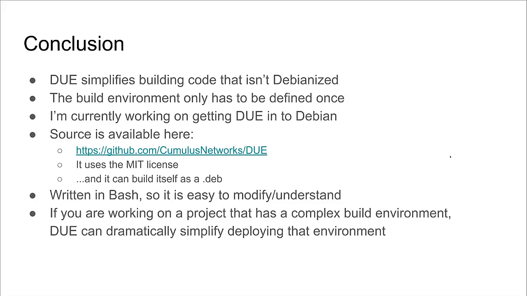Do is written in Bash, so it's really easy to modify and understand. I wanted a low bar to entry for this project, so people who are trying to set up build environments or just use it could do so with a minimal amount of difficulty. I know we're not all proficient in Perl or Python, but I'm sure all of us speak at least some level of tourist Bash where the commands we're typing look something like the commands do is actually running. And I would say if you're working on a project that has a complex build environment, I think do can dramatically simplify deploying that environment and helping other people working on the project get their environment set up.